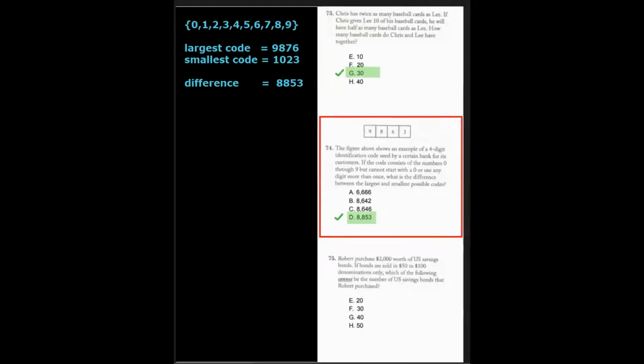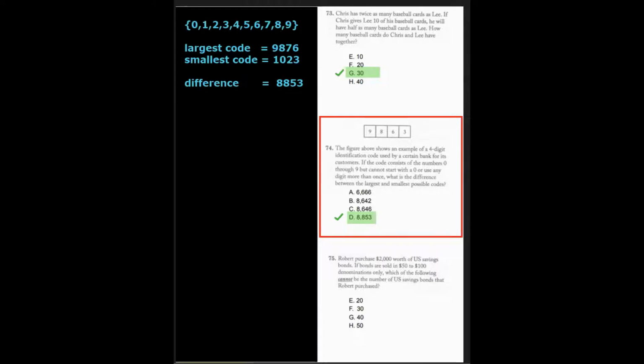Question 74. The figure above shows an example of a 4-digit identification code used by a certain bank for its customers. If the code consists of the numbers 0 through 9, but cannot start with a 0 or use any digit more than once, what's the difference between the largest and smallest possible codes?